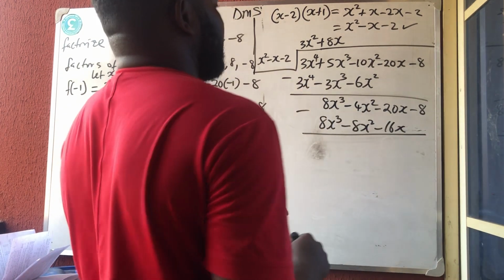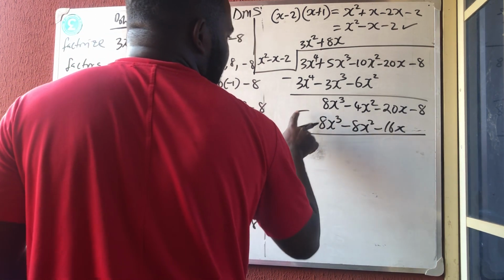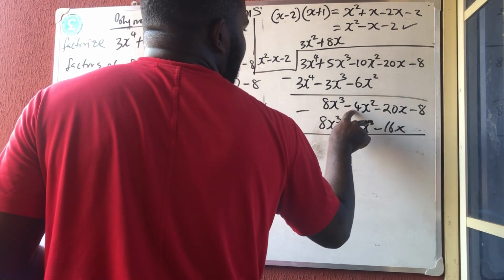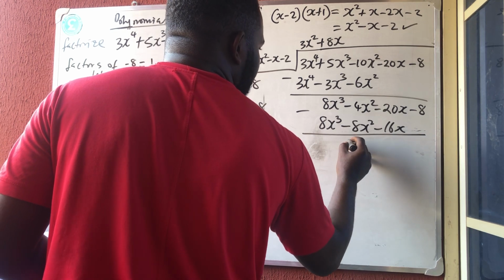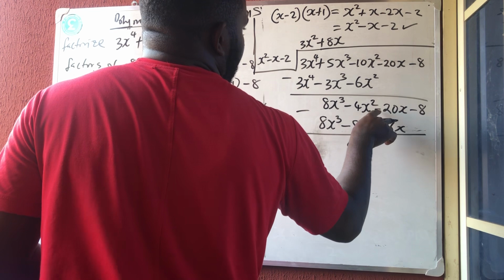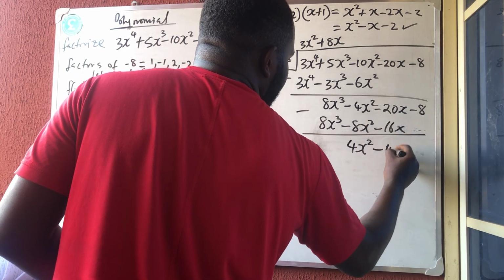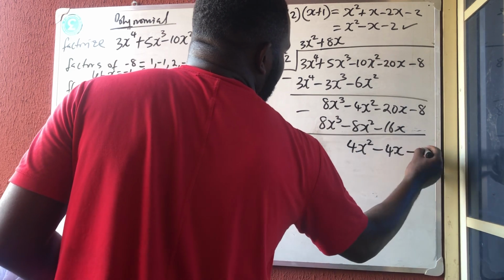So I will subtract again. This minus this, gone. Don't forget that minus affects everybody down. Minus minus plus. Minus 4 plus 8 will give you what? 4x raised to the power 2. Minus minus plus. Minus 20 plus 16 will give you what? Minus 4x. Okay, bring down your minus 8.